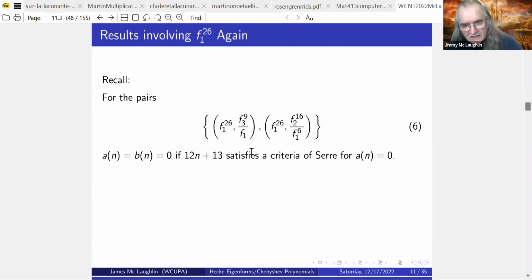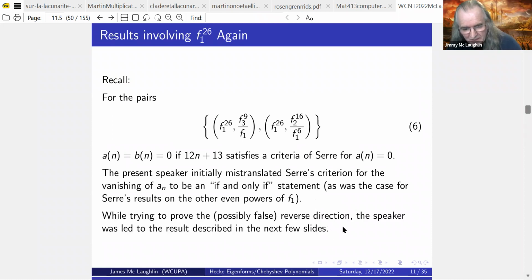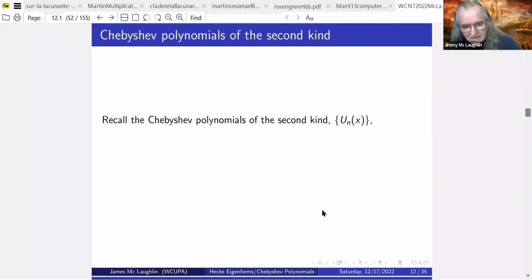All right, so what's the connection to work in the present talk? Well, recall that this was only a one-way direction. It wasn't an if and only if. Well, initially I mistranslated Serre's criterion as an if and only if, and I was trying to prove both directions, and trying to prove that possibly false result led me to the criterion, or the result, in the next few slides.